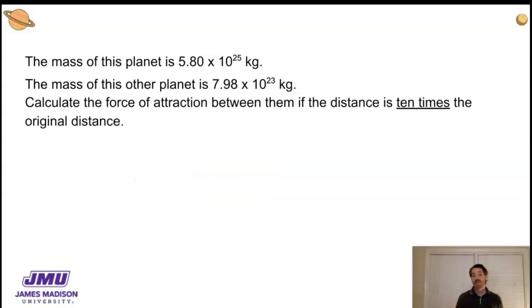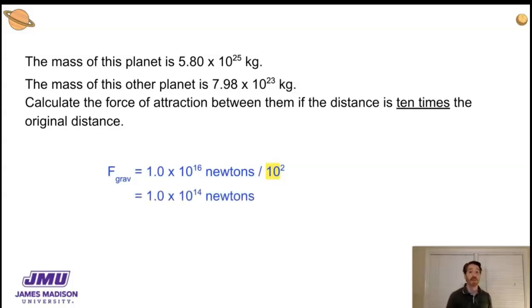If you take the original distance and make it 10 times bigger, then the force becomes 1 over 10 squared of what it originally had been, or 1% of what it originally had been.